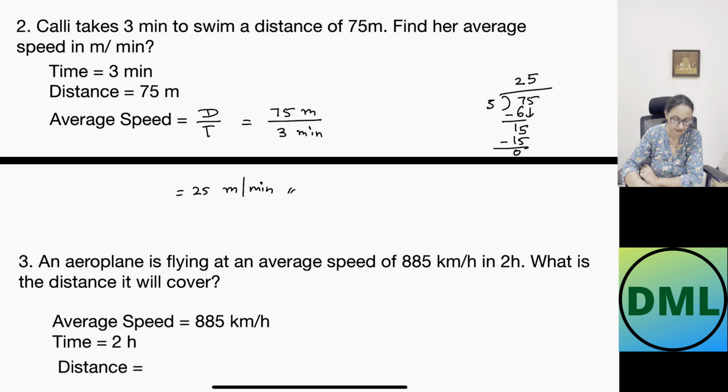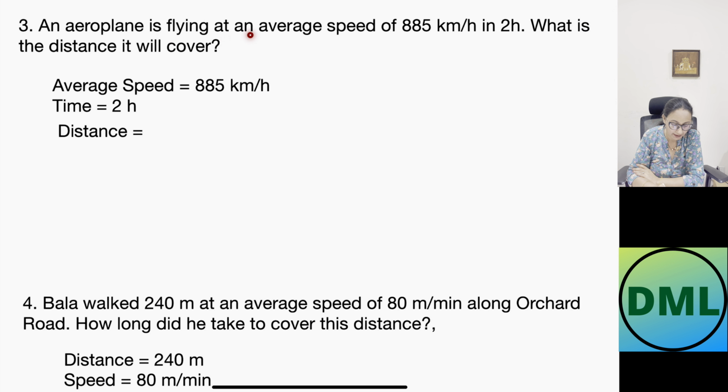Let's see the third question here. An aeroplane is flying at an average speed of 885 km per hour in 2 hours. What is the distance it will cover? I have to calculate the distance. What is given to us? They have given you the average speed, 885 km per hour. They have given you the time also, 2 hours.